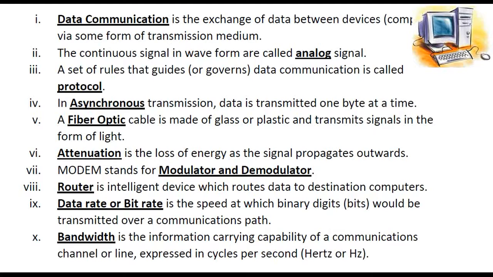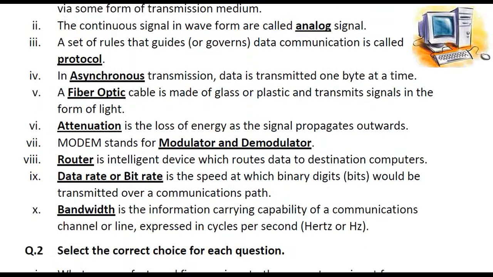Ninth fill in the blank says that data rate and bit rate is the speed at which binary digits, that is bits, would be transmitted over a communication path. So that is actually the measurement of speed at which the binary digits are going to be transmitted over a communication channel or path.